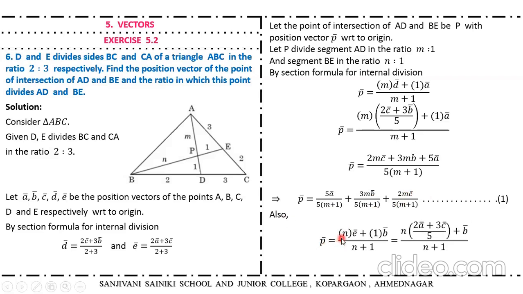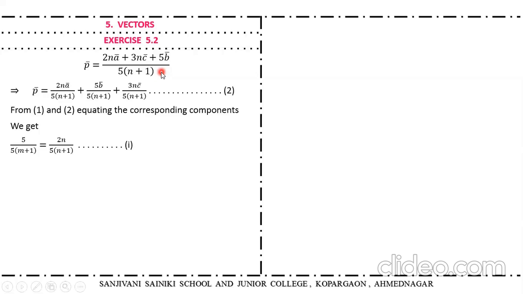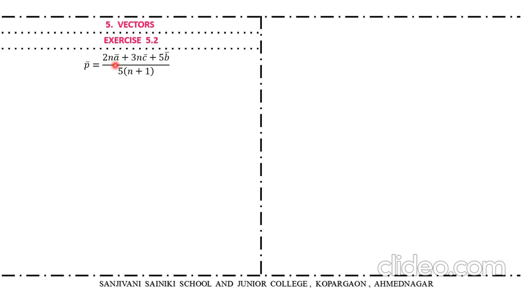Also P bar is equal to n times E bar plus 1 times B bar upon n plus 1. Now put the value of E bar in this equation. We get P bar is equal to 2n A bar plus 3n C bar plus 5B bar upon 5 times n plus 1. Dividing by 5 times n plus 1 separately, we get 2n A bar upon 5 times n plus 1 plus 5B bar upon 5 times n plus 1 plus 3n C bar upon 5 times n plus 1. This is our equation number 2.